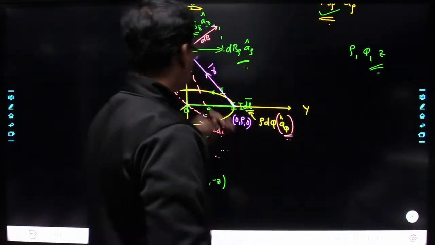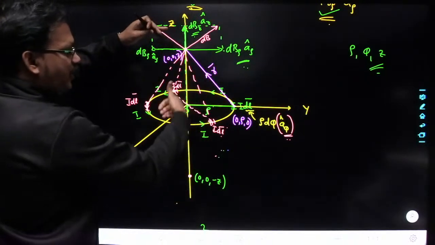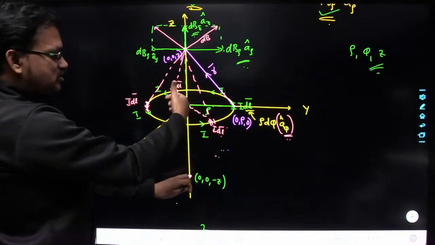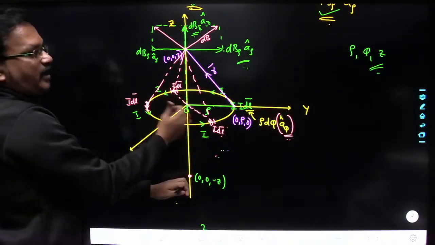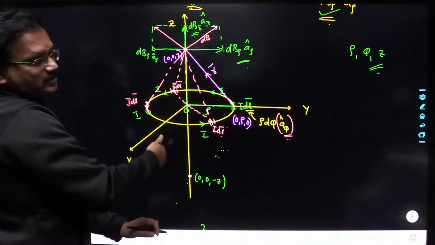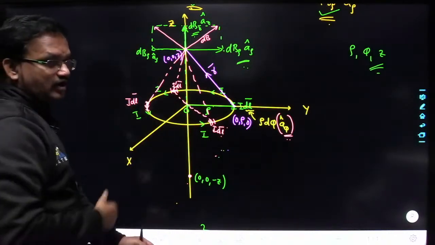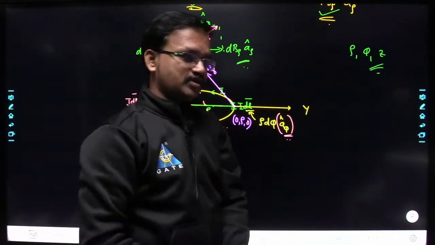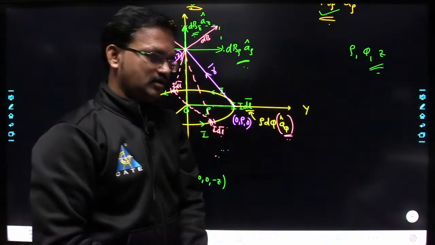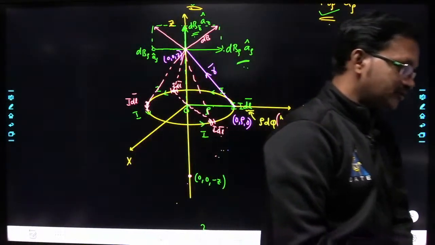Whether you go to this point, the current is circulating in the anti-clockwise direction. Whether you go to this point, still the current is flowing in the anti-clockwise direction, and hence the direction of the B field will always point in which direction? Positive z direction, right? Understood, Parasmoon? Understood?